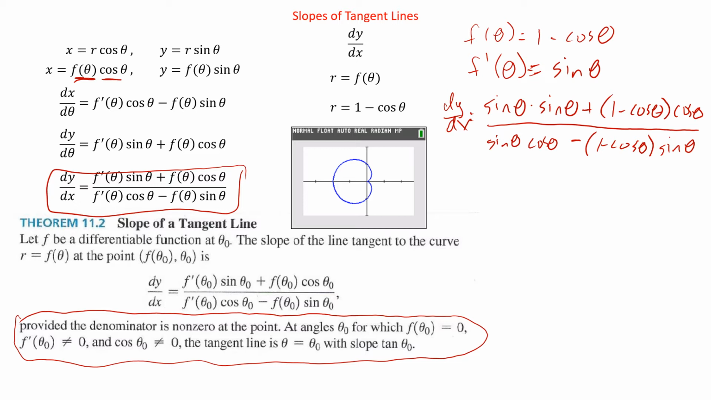Easy peasy. We'll simplify this just a little bit. So dy over dx equals sine squared theta plus cosine minus cosine squared over sine times cosine. Let's see, that'll be minus sine plus sine cosine.